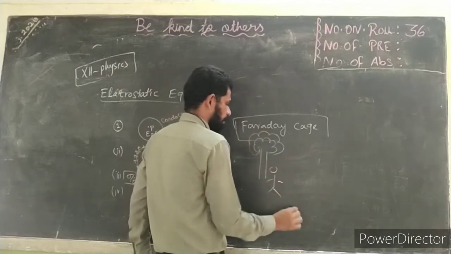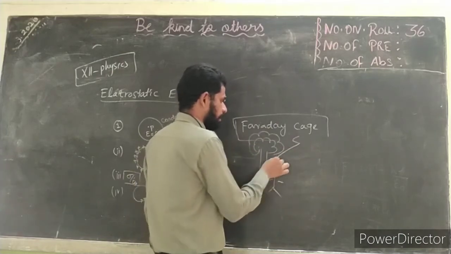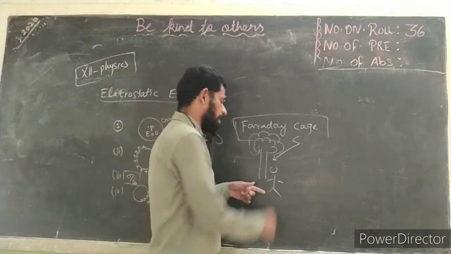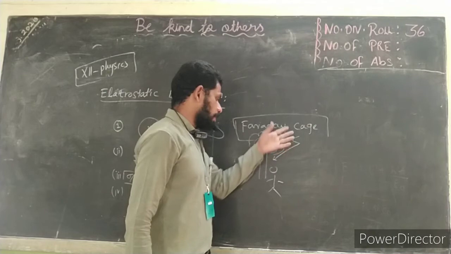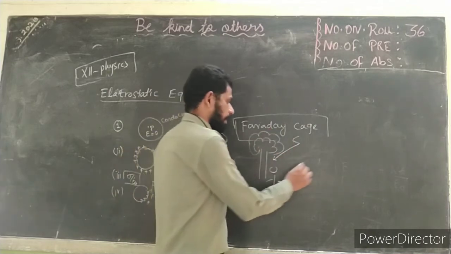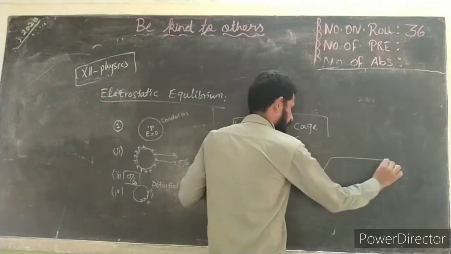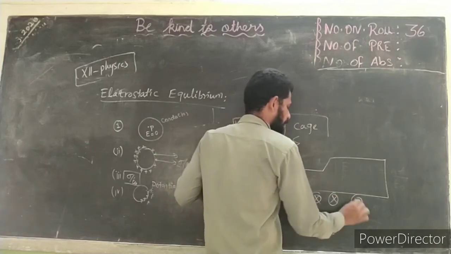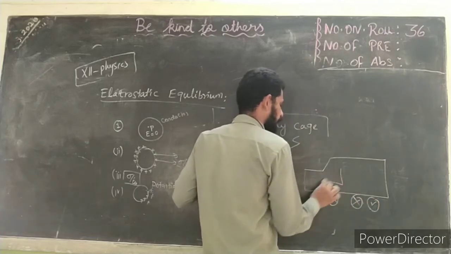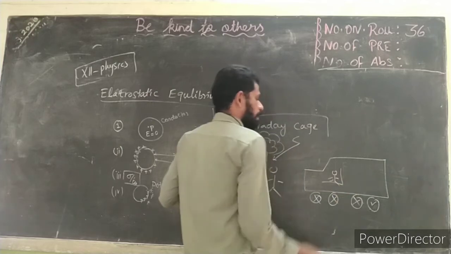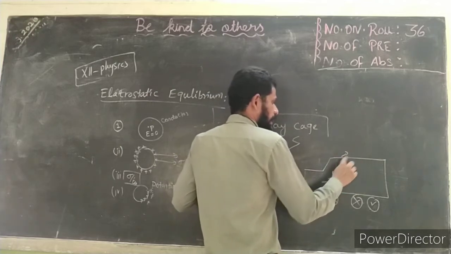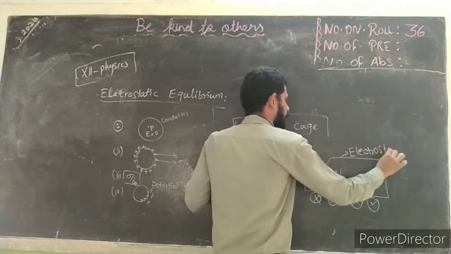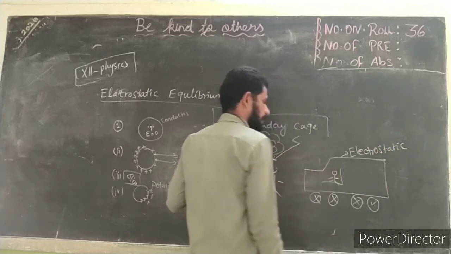When a person is standing under the tree, the human body is a good conductor, so it will attract that lightning, and the lightning strikes the human. The same person, when sitting inside the car, what will happen? The metal body of the car provides electrostatic shielding.